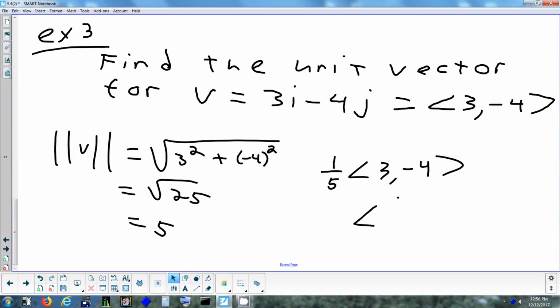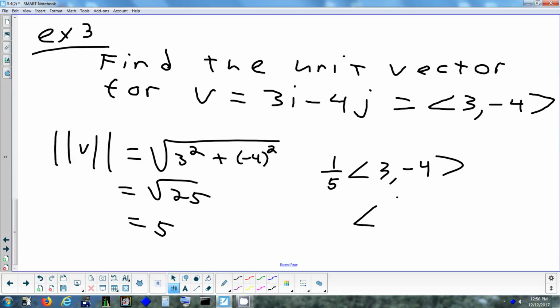So you would just flip it? Did I flip it? 3, negative 4? No, I'm talking about the 5. I don't understand why you get to 1/5. Because the vector is 5 units long. So you have to scale it by a fraction to make it shorter. If it's 5 units long and you scaled it by a whole number, it would get bigger. Okay. So we have to scale it by a fraction to make it smaller. So 1/5 will make it exactly 1 unit.